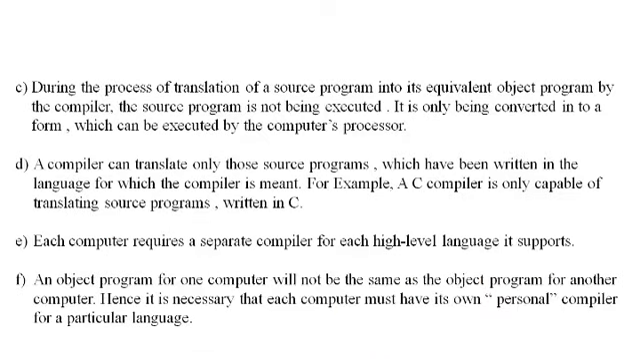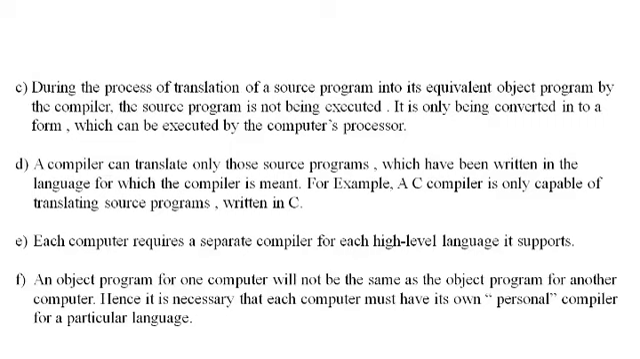And then comes the process of translation of the source program into its equivalent object program by the compiler. During translation, the source program is not being executed. As I told you earlier, only the compiler translates your source program into its equivalent object program. It doesn't execute the program. The execution of the program is done by the computer's processor.